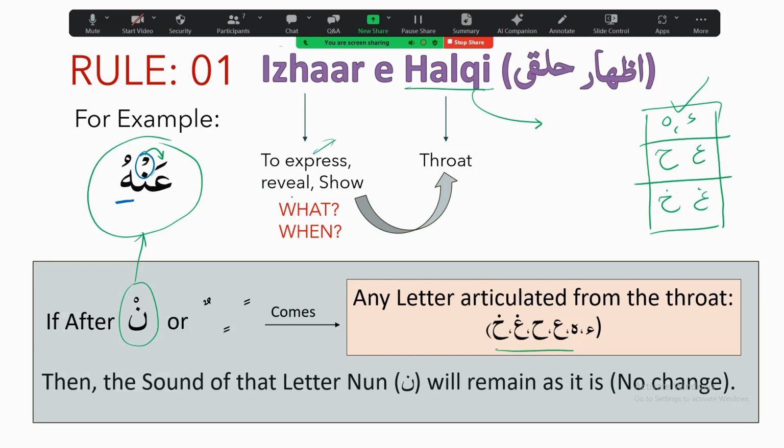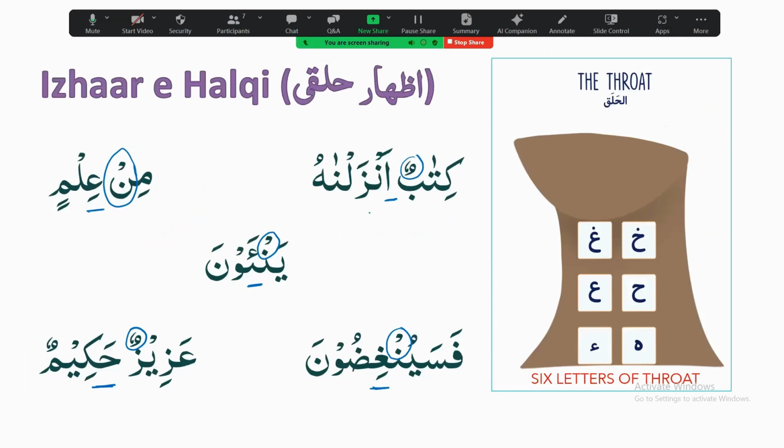Let's see some more examples, so you can practice, inshallah. The first example here is with tanween now. Kitabun anzalnahu.